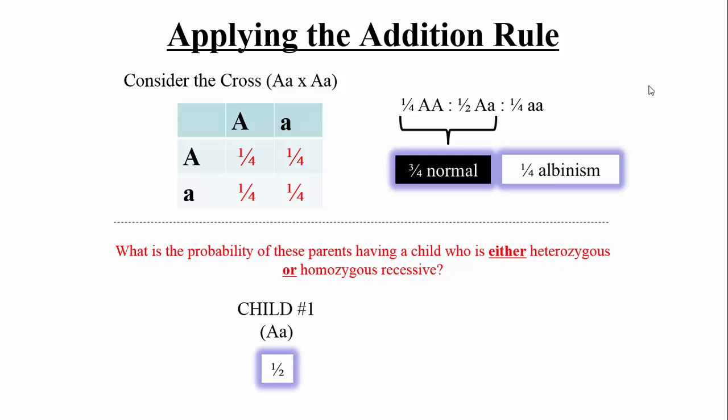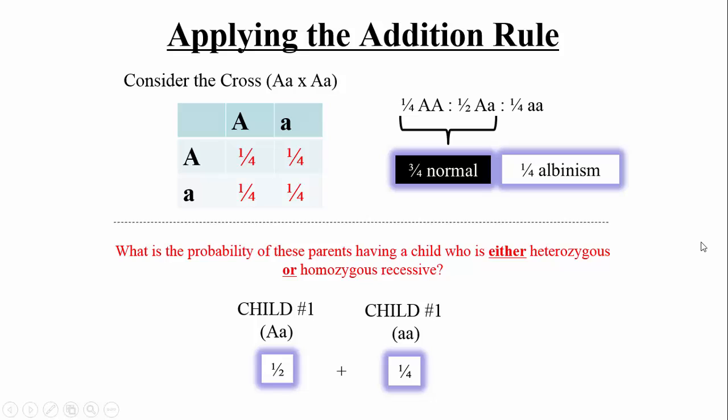So let's look at this problem. Child number 1 could be big A, little a. Could be heterozygous. There's a 1/2 chance that that's possible, right? 1/2, that's where we get it from. Child number 1, so same child, theoretically could be little a, 1/4 chance of that. Then I got to think to myself, what do I do here? I'm saying the child is either big A, little a, or little a, either or. I'm using the addition rule.